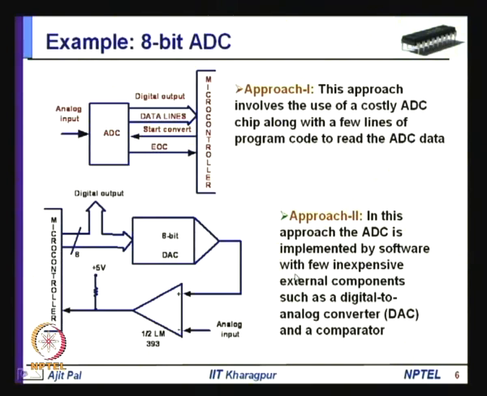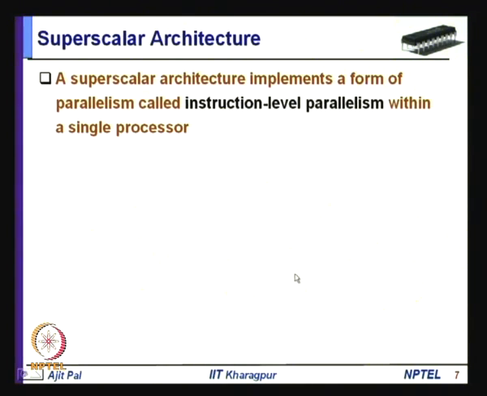So, this is a very simple example by which I have illustrated the software hardware trade off. Now, let me go to a more complex application, more complex example, but very important example. Here we shall consider two different CPU architectures. One of them is superscalar architecture. All of you may not be familiar, so I shall briefly explain what you really mean by superscalar architecture.